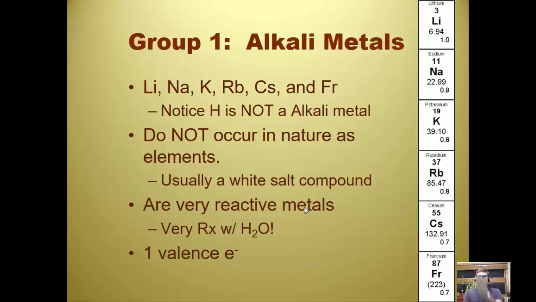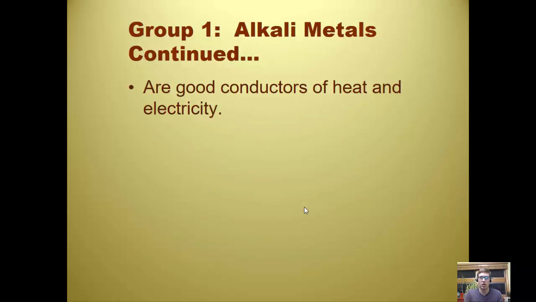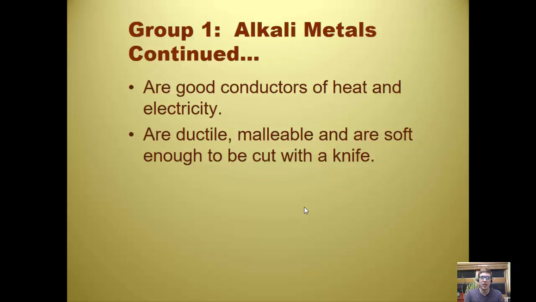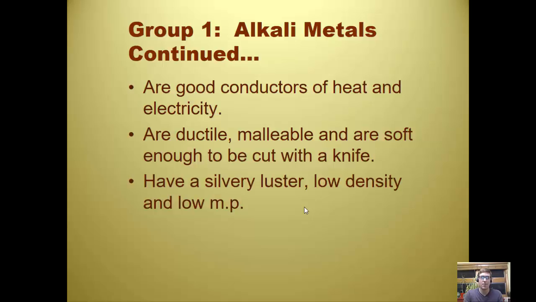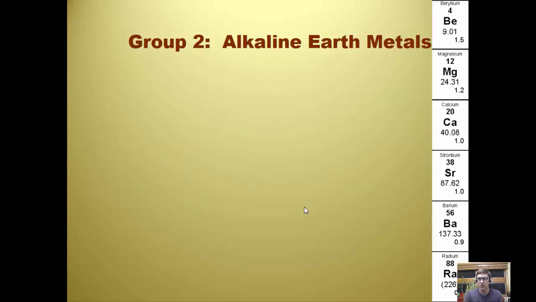Again, one valence electron there in group 1. We know all elements in group 1 have one valence electron. And they're good conductors of heat and electricity. They're ductile, they're malleable. Ductile, they can be made into wires. Malleable, they can be bent. And they're soft enough to be cut with a knife. And they also have a silvery luster, low density, and a low melting point. That's what MP means, not military police.